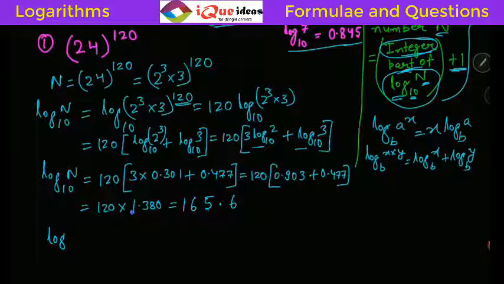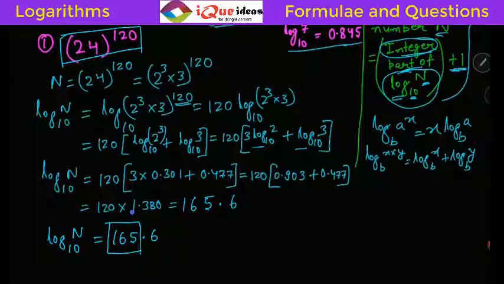Okay, so finally, what do we have? We have log of n to the base 10, the number n that we had 24 raised to the power 120. For that, we have log of n to the base 10 is equal to 165.6, right? Now, what is the integer part of this? The integer part of this is 165.